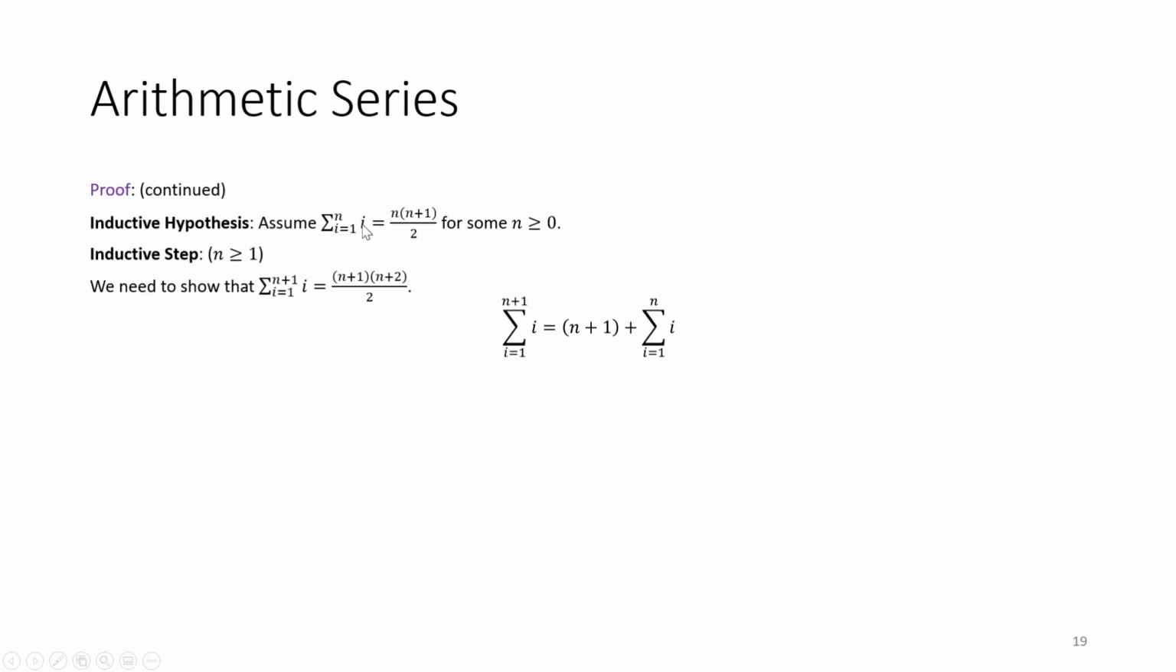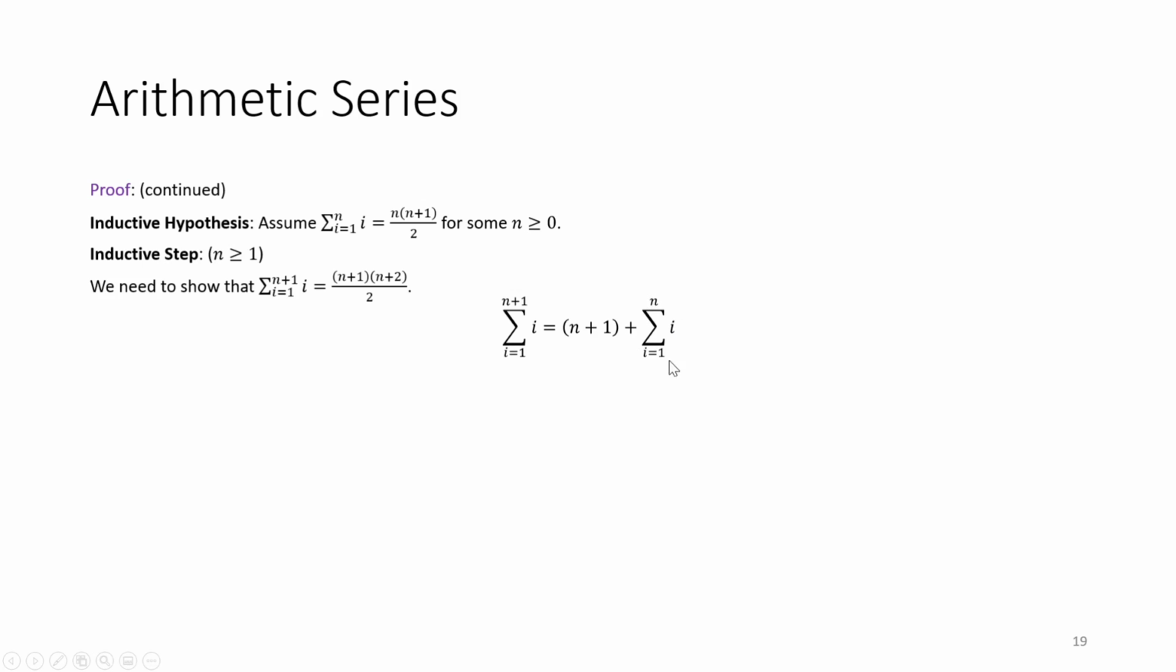This is the form I want to get to, because if I can get my sum to look like this, I know by my assumption and my inductive hypothesis that I'll be able to replace that sum with the right-hand side. So what I'm doing here is I'm going to break off the last term. The last term in this sum is n plus 1. So I'm breaking it off and placing it first. And all the other elements of the sum, we can just write like this: the sum from i equals 1 to n of i. Okay, we can see that.